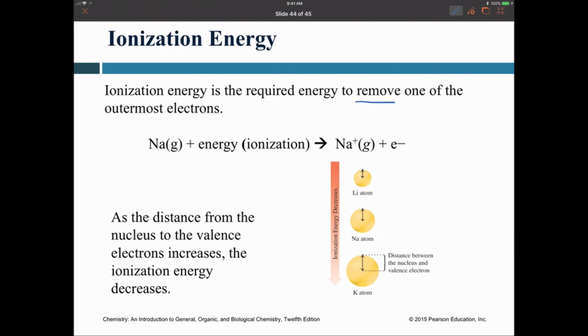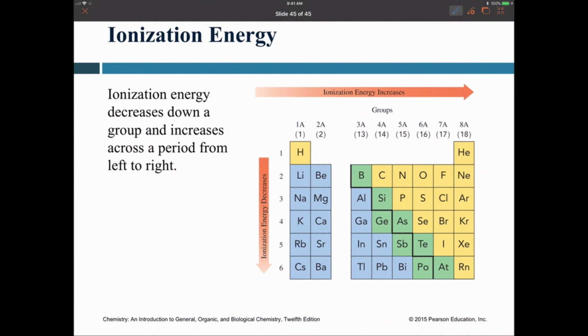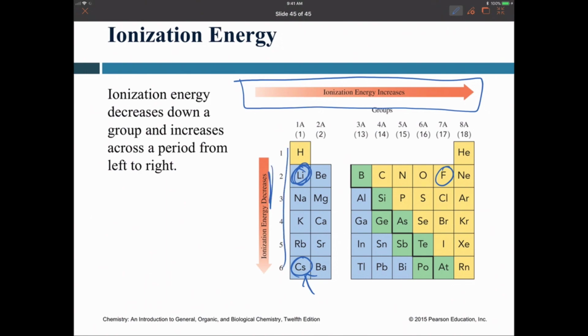So going from right to left through a period, ionization energy gets lower. Going from top to bottom through a group, ionization energy gets lower. And that's just how it works. Okay? And here's a little slide to kind of hammer home what I was just saying. Ionization energy increases going from left to right through a period. So the larger elements have a smaller ionization energy. The smaller elements have a bigger ionization energy. Smaller, larger, easier to ionize. Okay? Ionization energy is decreasing down a group.